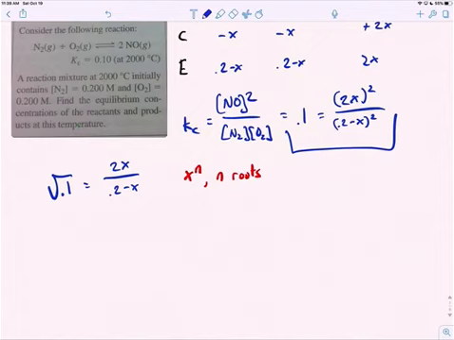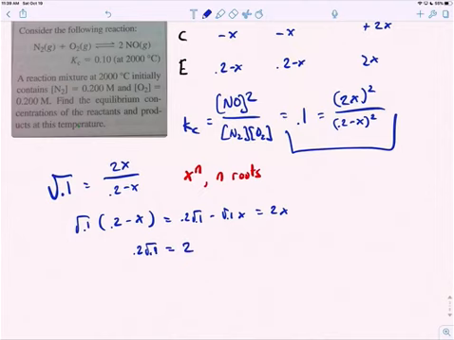Okay, so going back, we simplify the expression. So square root of 0.1 equals 2x over 0.2 minus x. So let's solve for x. You have square root of 0.1 times the quantity 0.2 minus x, which is 0.2 square root of 0.1 minus square root of 0.1 times x equals 2x. So now let's add square root of 0.1 x to both sides. 0.2 square root of 0.1 equals 2x plus square root of 0.1 x.